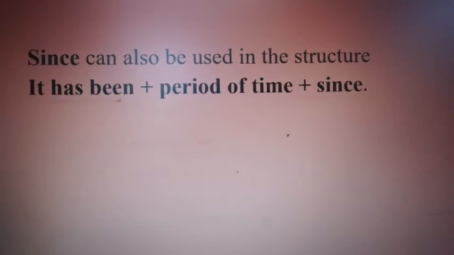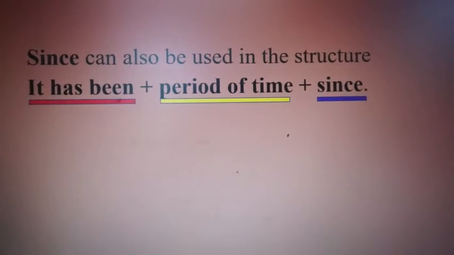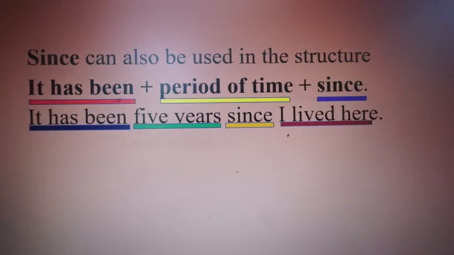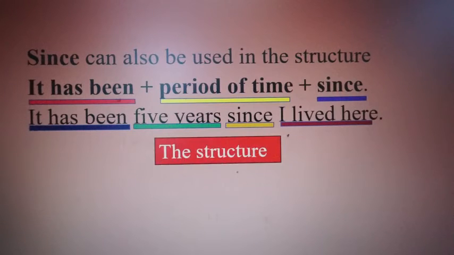Okay, so since can also be used in a structure. Let's take a look at the structure: "it has been" plus a period of time plus "since." Example: "It has been 5 years since I lived here." So "it has been" is the structure, and 5 years is the period of time. Since is the time expression, and "I live here" is the rest of the sentence to make the sentence make more sense.